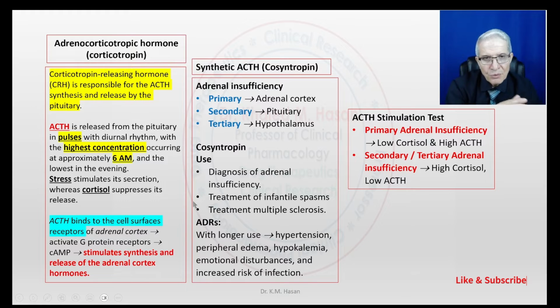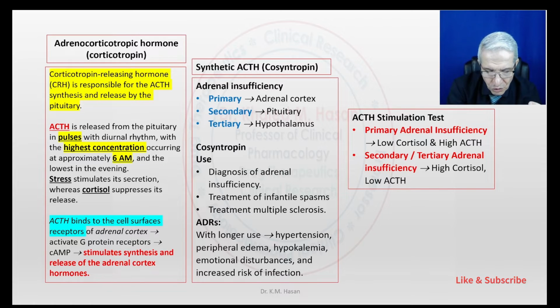Okay, so we're done with the second hormone. The first hormone was growth hormone, and we discussed growth hormone. We discussed somatostatin, mecasermin, pegvisomant. Then we moved to the second hormone. We discussed GnRH. We have agonists and antagonists, and we discussed the clinical use.